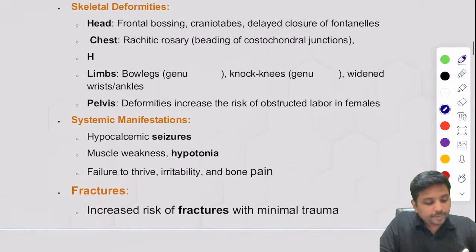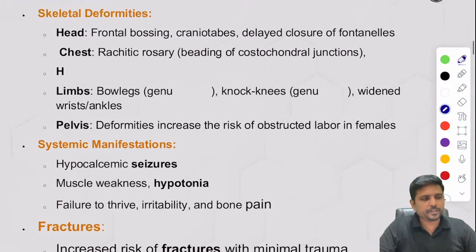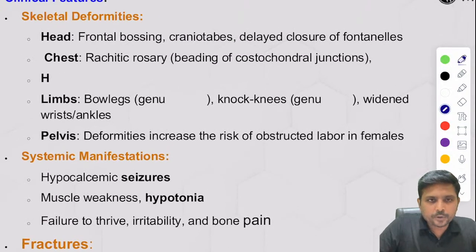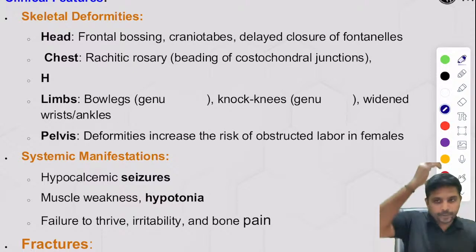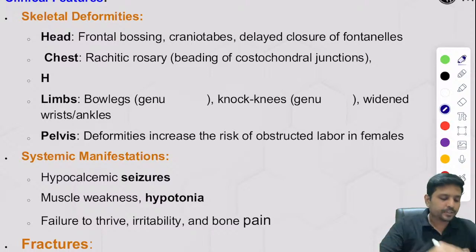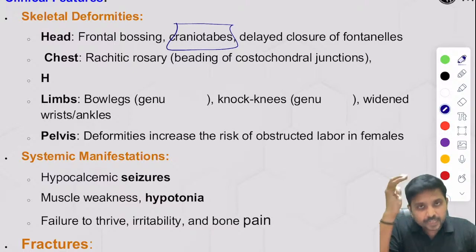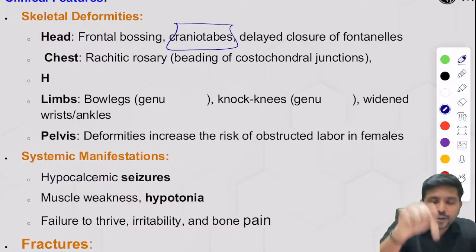So, what are all the manifestations of vitamin D deficiency? 100% this is a question for you. One is the ping pong sensation of the skull. That is called craniotabes. In and around the sutures, the skeletal calvaria is deformable.